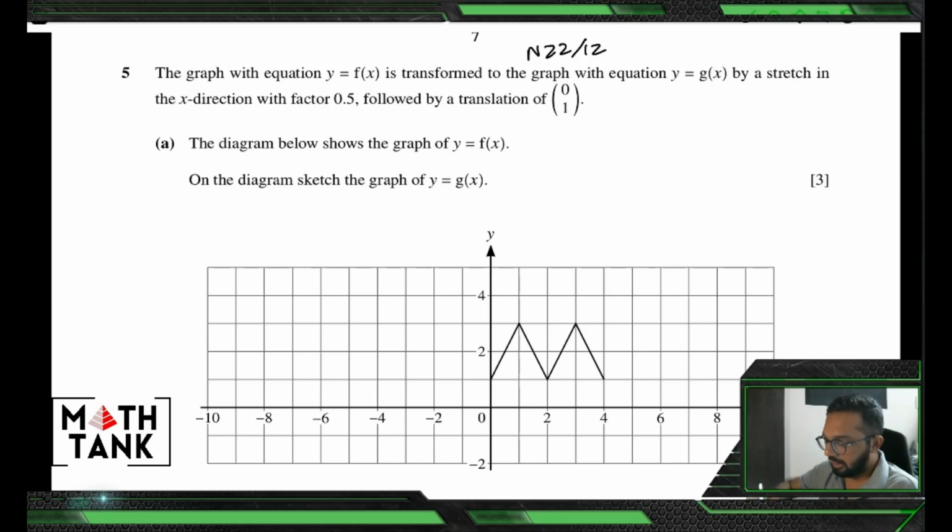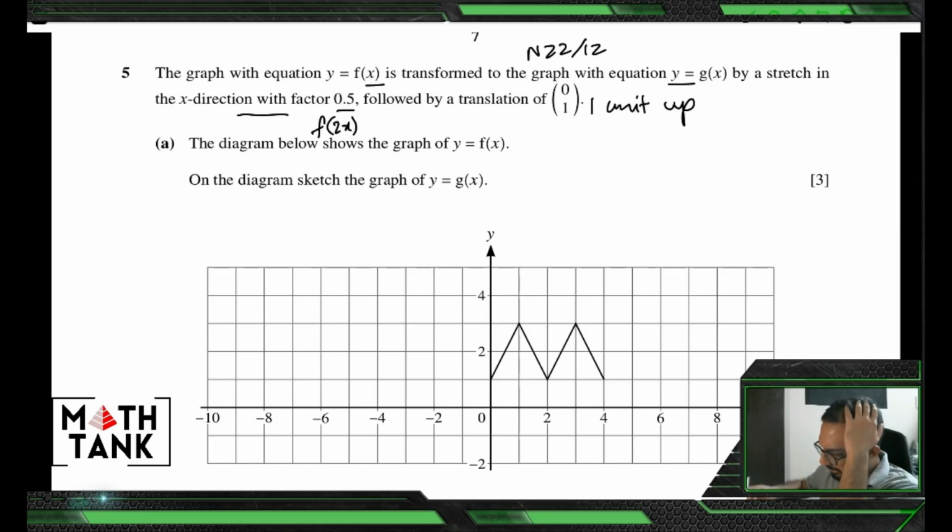Let's look at that. It says the graph with equation y equals f of x is formed from the equation y equals g of x by a stretch in the x direction with a factor 0.5. That means f of 2x basically, and the graph is going to shrink horizontally, followed by a translation (0, 1), which means 1 unit up.